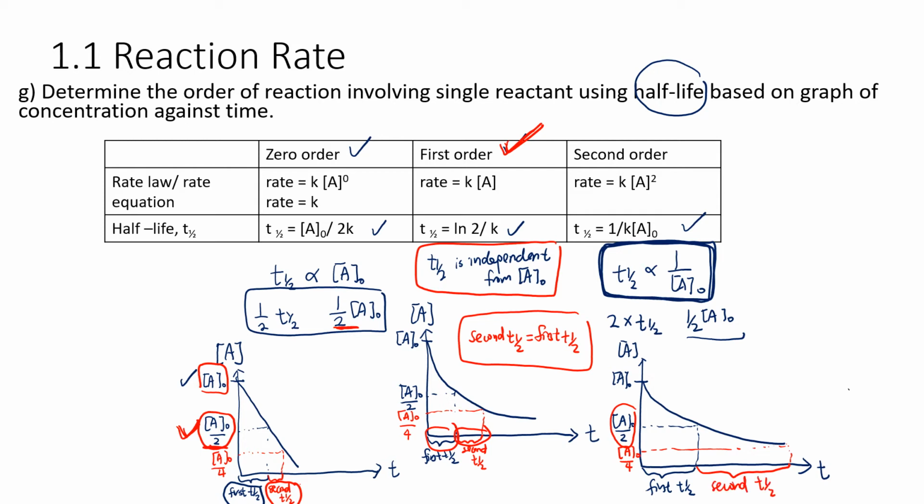And can you see that for the second half-life, the initial concentration is half of the initial concentration of the first half-life, and the time taken, the second half-life, is double the first half-life, because the initial concentration of the second half-life is half of that of the first half-life. So this is the feature of a second order reaction.